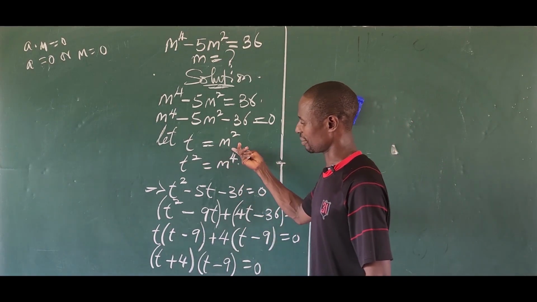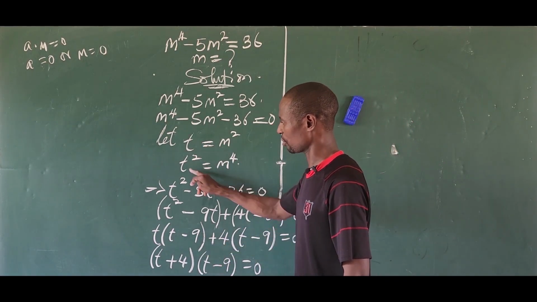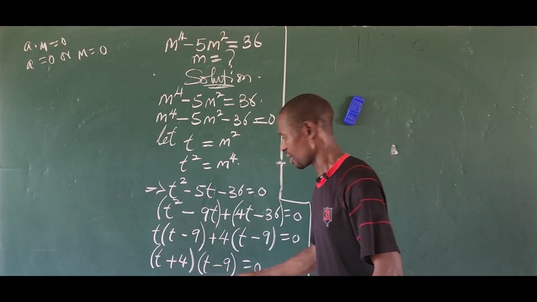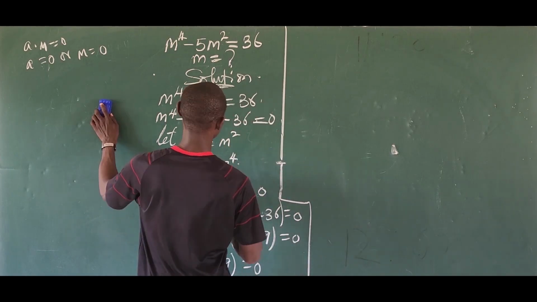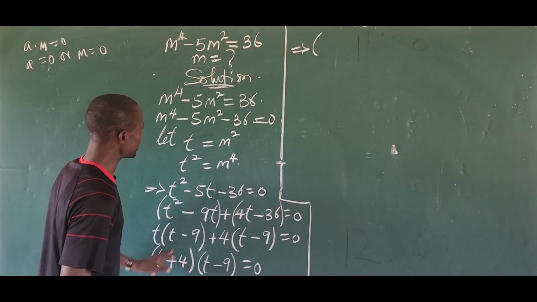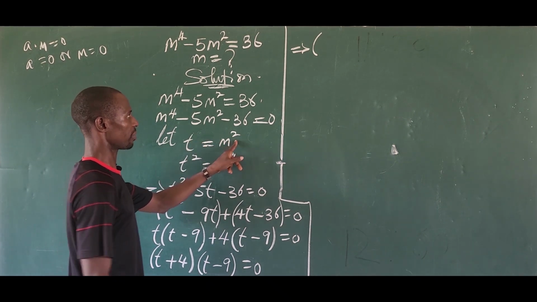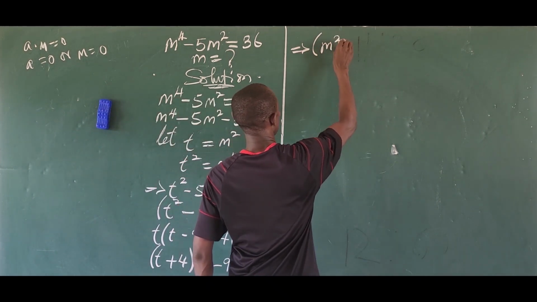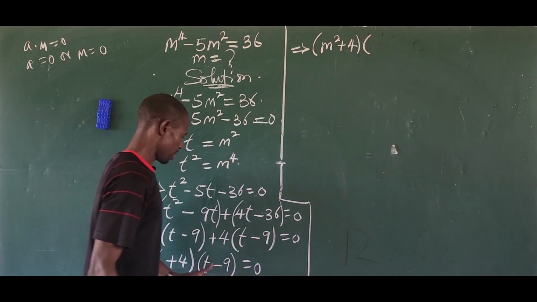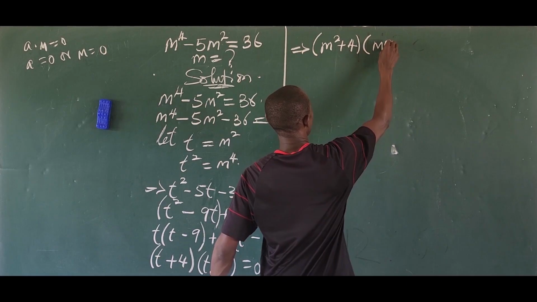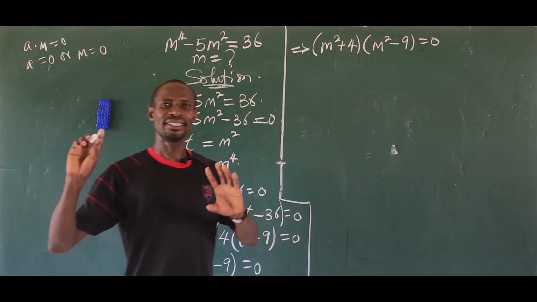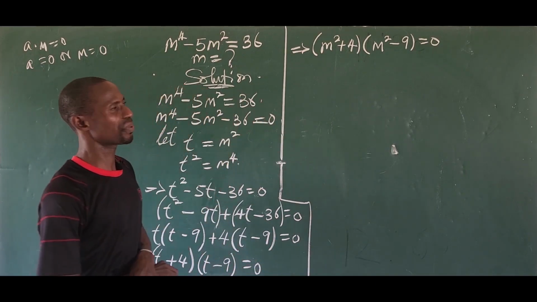Remember what we did here now. So I want to bring in the value of t, not t squared, into this and this. Easy. So if I bring it here and here, what would that look like? Okay, so this now implies, bracket, what is our t? t is m to the power of 2. So we're going to have here m to the power of 2, then plus 4, close bracket, bracket. Again, t is m to the power of 2, minus 9, close bracket equal to 0. Do you see the uniqueness of this approach?